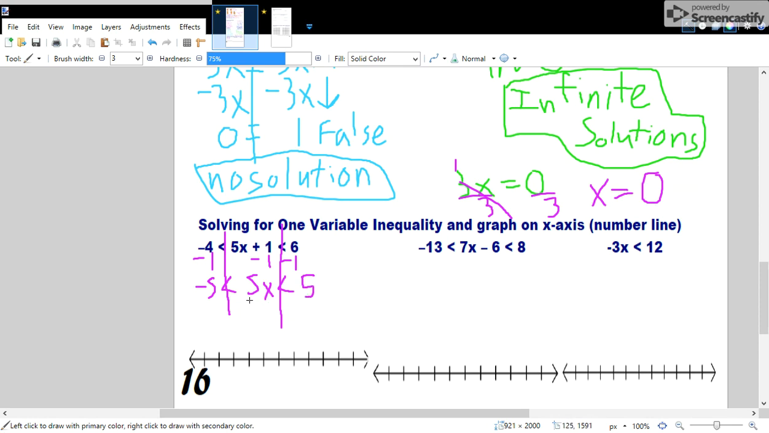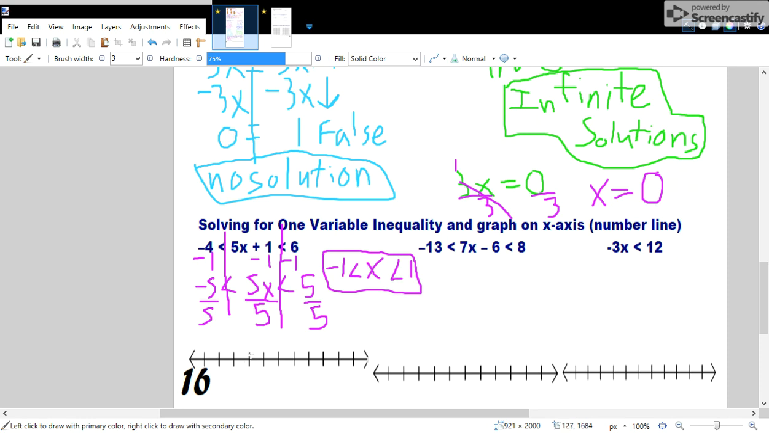From here, let's go ahead and divide all 3 sides by what's in front of the x. The coefficient in front of x is 5. So we're going to divide each side of the inequalities by 5. Negative 5 divided by 5 is negative 1. Carry our less than symbol. 5 divided by 5 is 1, so we have 1x. Carry our less than symbol, and 5 divided by 5 is 1. So our solution is negative 1 is less than x less than 1.